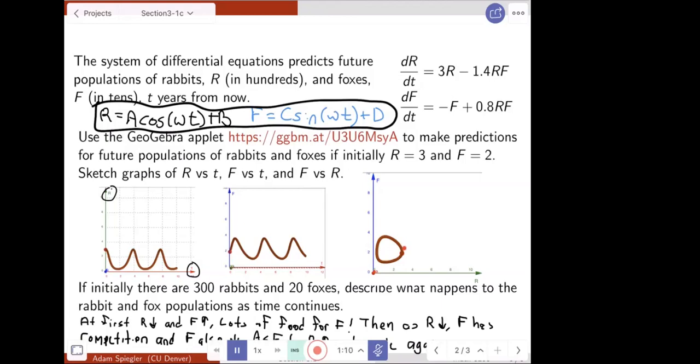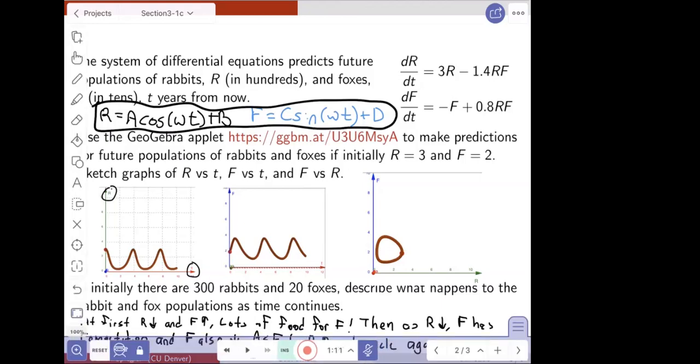this cyclic nature. So when there's a lot of rabbits present, that's good for the foxes. They grow, but then their population gets too big and the rabbits can't sustain them, so the foxes go down. And as the predators go down, that's good for the rabbits. Their population goes up, then there's enough food supply for the foxes, and this continues on and on.